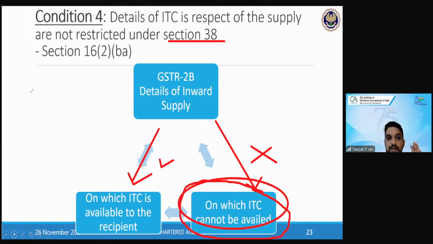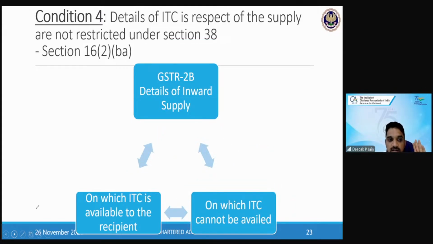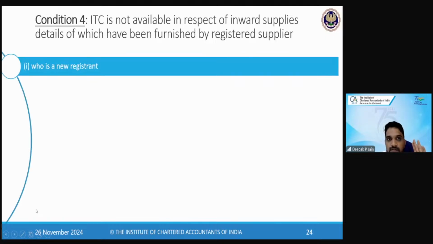Okay. Now, what are all the bases? What is the logic of the department, that is specified here. ITC is not available in respect of inward supplies, details of which have been furnished by the following registered persons. First, a new registrant, not just a registered person, but any person who is newly registered. वो नया है, we don't know how he will react. So his supplies to you will be blocked or restricted under Section 38. Who is a new registrant?